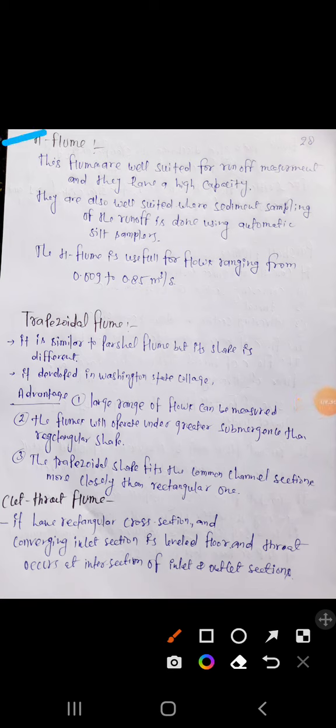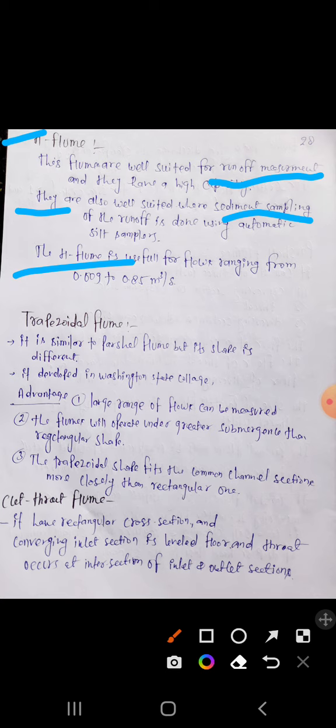Now come to H flume. Actually, these flumes are well suited for runoff measurement, and they have a high capacity, and they are also well suited where sediment sampling of the runoff is done using an automatic silt sampler. The H flume is useful for a flow ranging from 0.009 to 0.85 cubic meters per second.